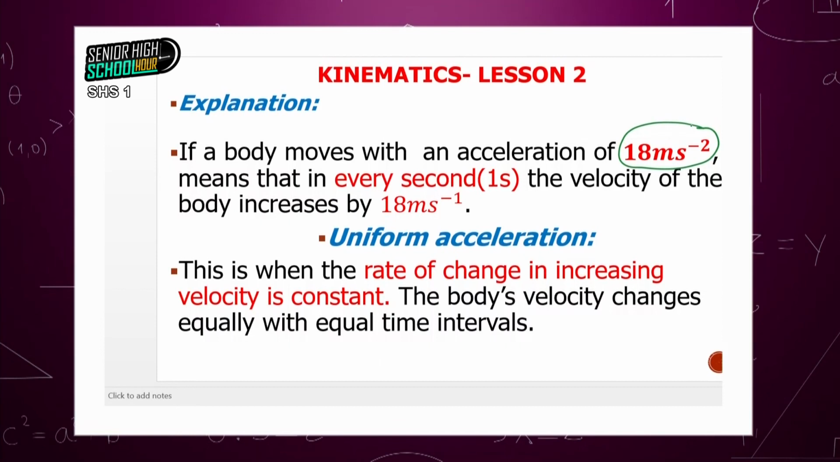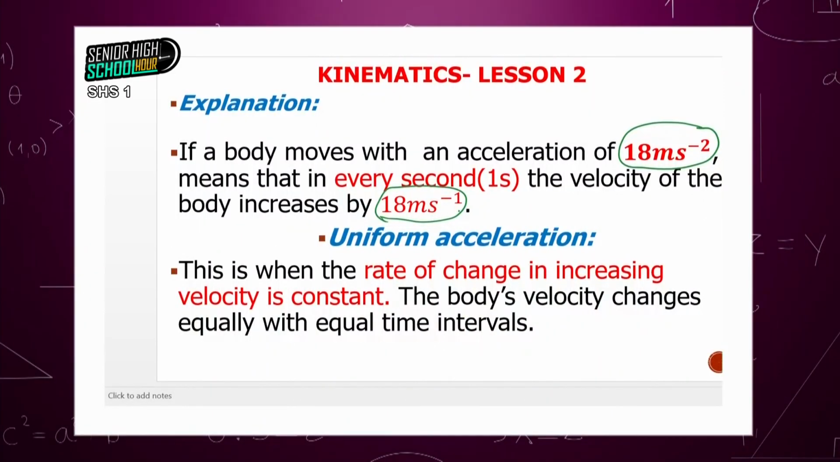That is quite technical. But we should be looking at what we're talking about here. We're talking about velocity, we're talking about time. And so the units of these will come to play. The body is moving with an acceleration of 18 meters per second squared. Acceleration comprises of velocity and time. So in this 18 meters per second squared, there is velocity and there is time. So it means that in every second, that is the time aspect, the velocity of the body increases by 18 meters per second. So you see that this 18 meters per second becomes the velocity because the unit is meters per second. And 1 second becomes the time. Very important. So you need to understand these things.